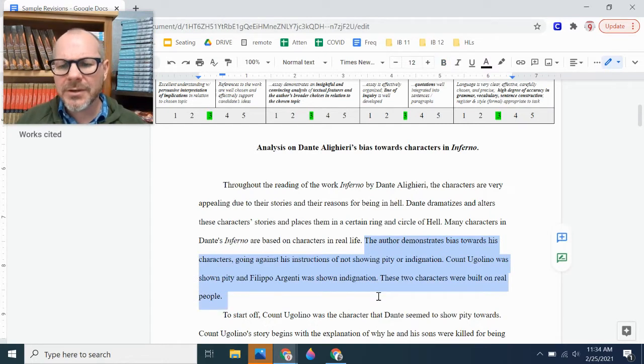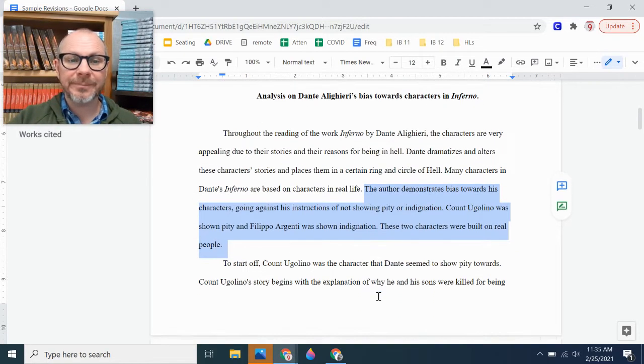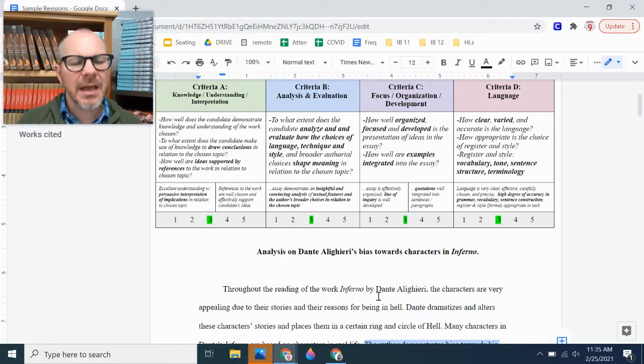Well, let's see. The author demonstrates bias towards his characters, going against his instructions of not showing pity or indignation. Count Ugolino was shown pity, and Filippo Argenti was shown indignation. These two characters are built on real people, and so I'd say that kind of hits the minimum bar for something that I could say, yeah, that's an interpretation. That's okay, based on that.